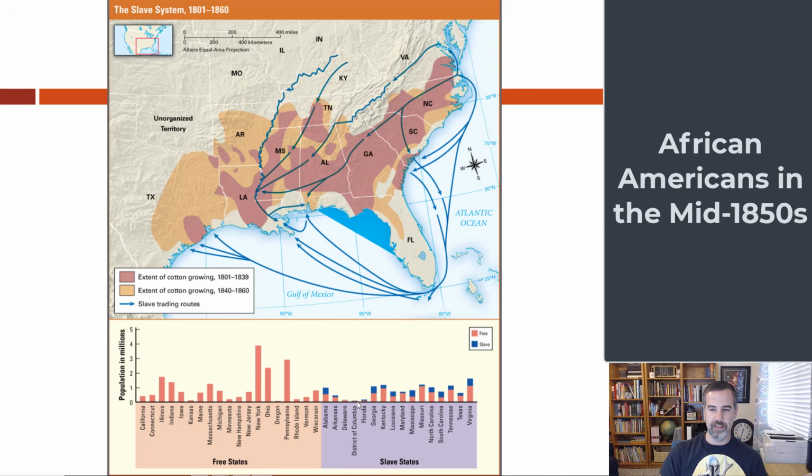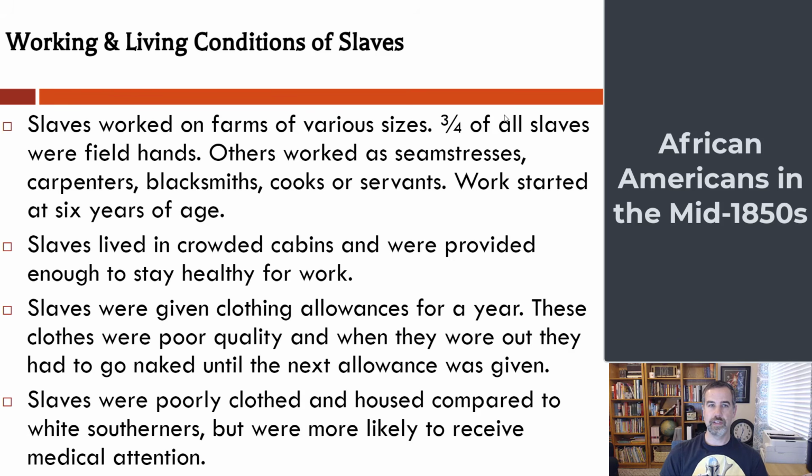So looking here at the slave states, you can get a sense of what proportion of the population were actually free people and which were slaves. So slaves in the South, let's look at their working conditions. Slaves worked on farms of various sizes. Some worked on small farms, some worked on huge plantations.